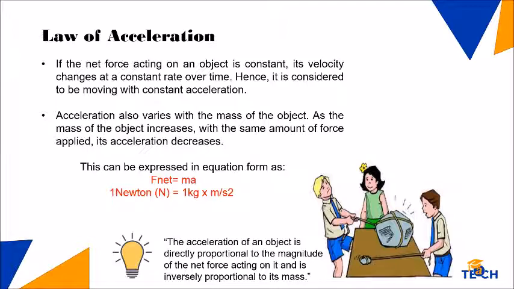As you can see, the first boy is pulling a bigger stone, which makes it hard for him to pull the stone because its mass is heavy. The second boy here is pulling a smaller stone, which means that the stone is lighter, so it makes it easier for him to pull the stone. This can also be expressed in the equation that is written in red here below. Also, another tip: the acceleration of an object is directly proportional to the magnitude of the net force acting on it, and it's inversely proportional to its mass.